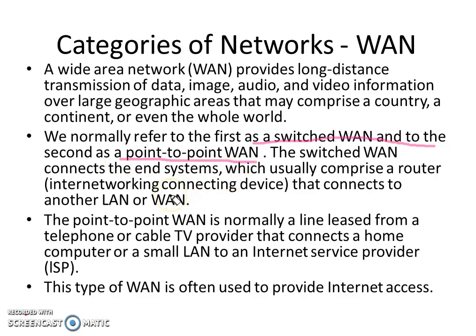A switched WAN connects the end systems, which usually comprise a router that connects to another LAN or WAN. The router is also a network layer device used to connect one LAN to another WAN, and routers will also be discussed in the OSI layer model. And a point to point WAN is normally a line leased from a telephone or cable TV provider that connects a home computer or a small LAN to an internet service provider.